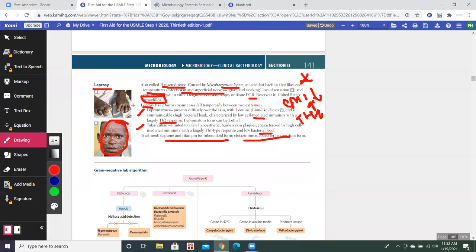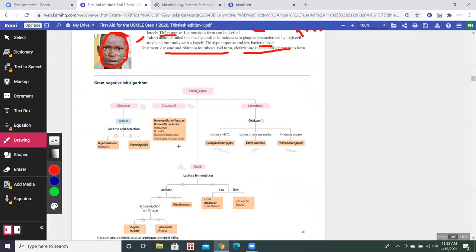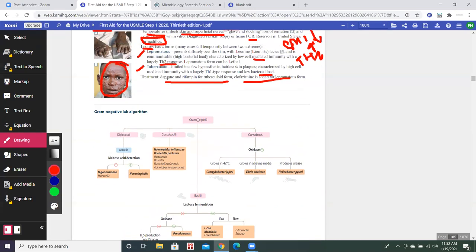Most of the time you will have questions more on tuberculoid leprosy, not lepromatous leprosy. The question will be that you have a patient who has hypoesthetic hairless skin plaques and the organisms have colonized in the superficial areas. And what is the reason for the colonization? The reason is because these organisms love to thrive in cold temperatures. That's the reason. Are we clear about this? Yes or no?